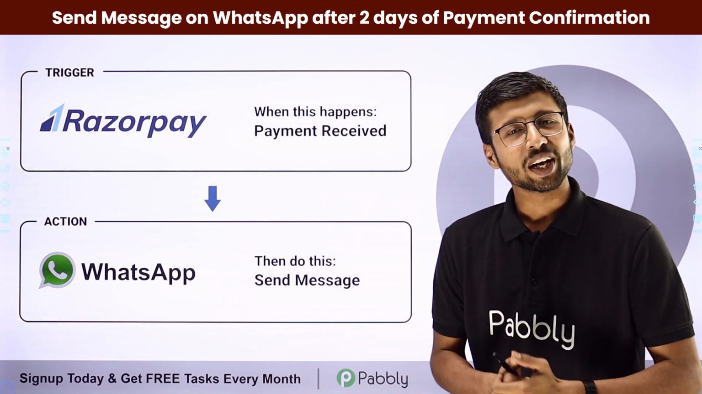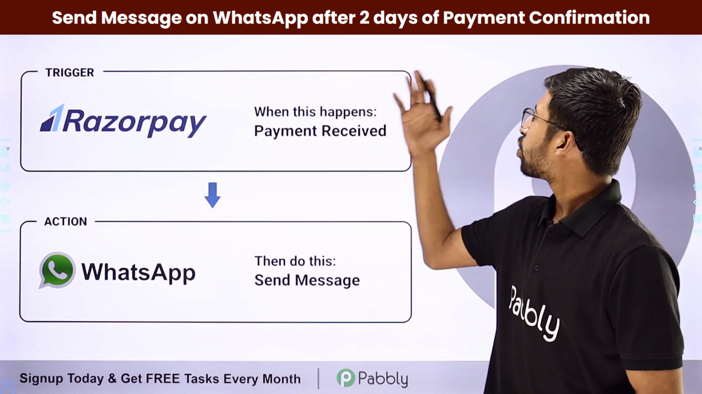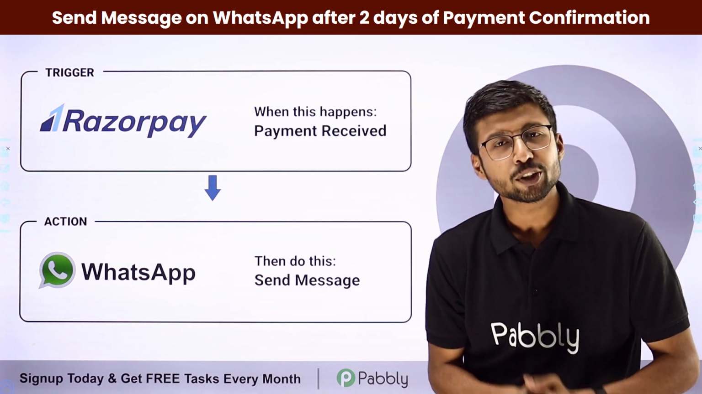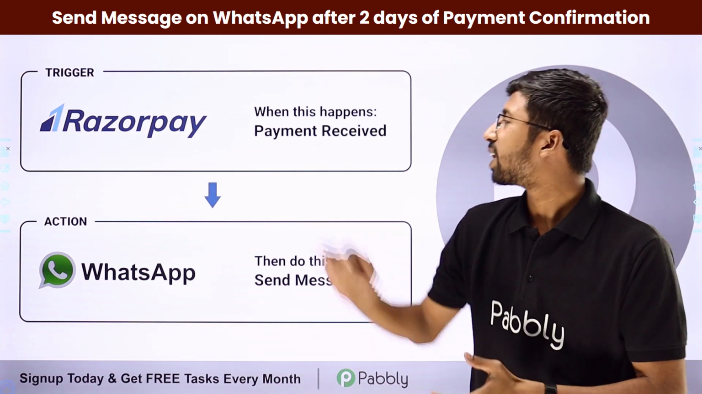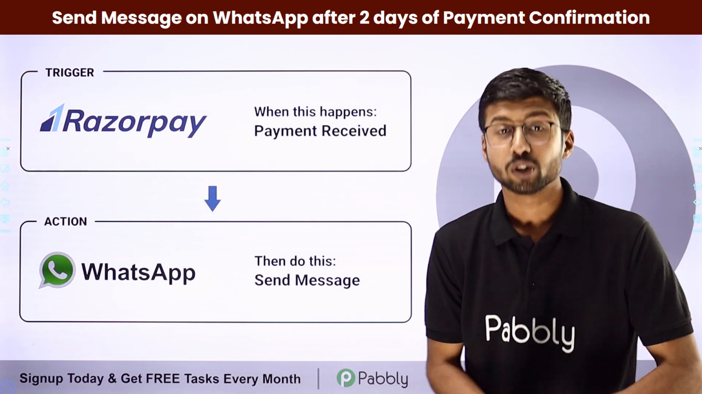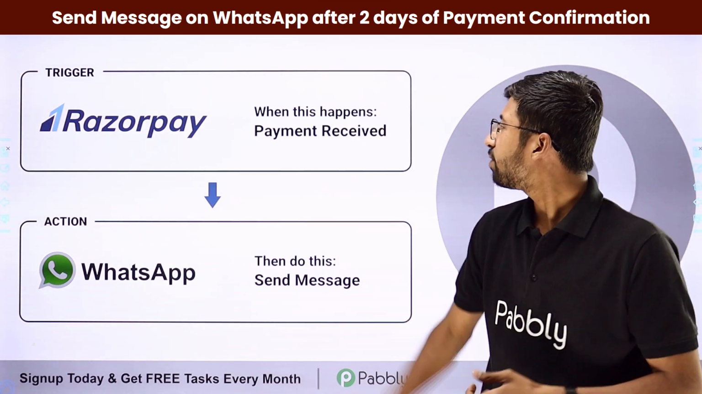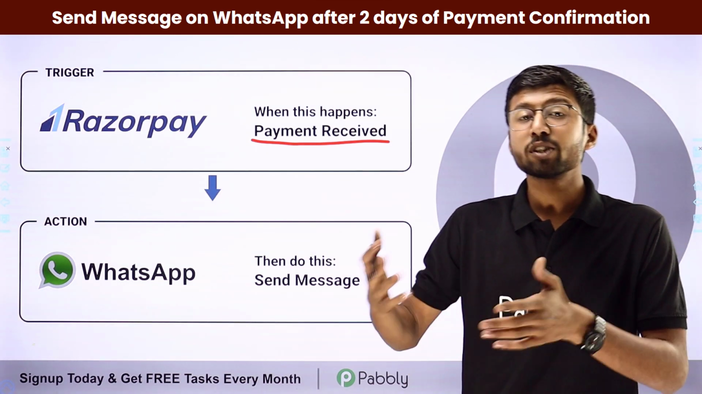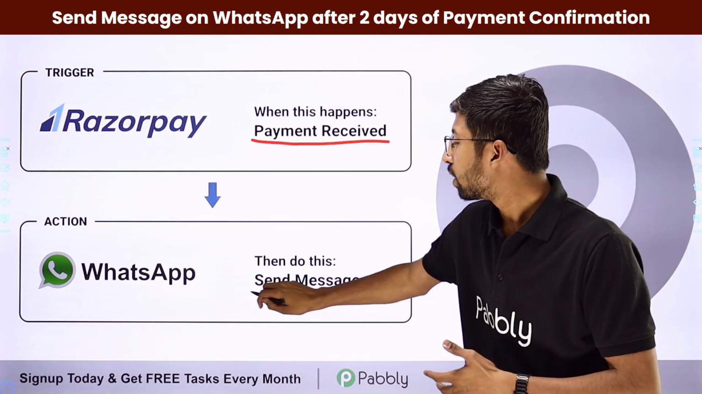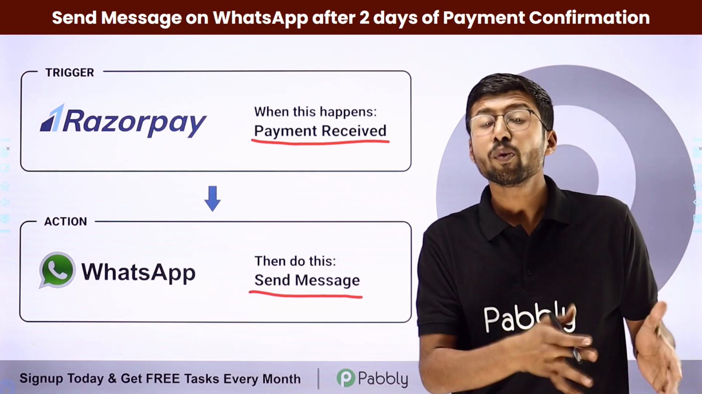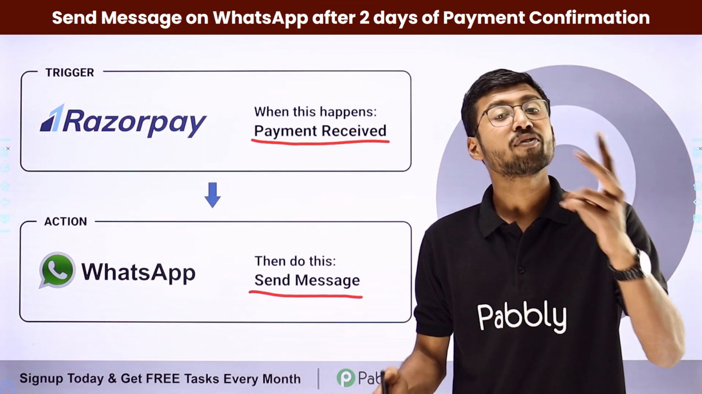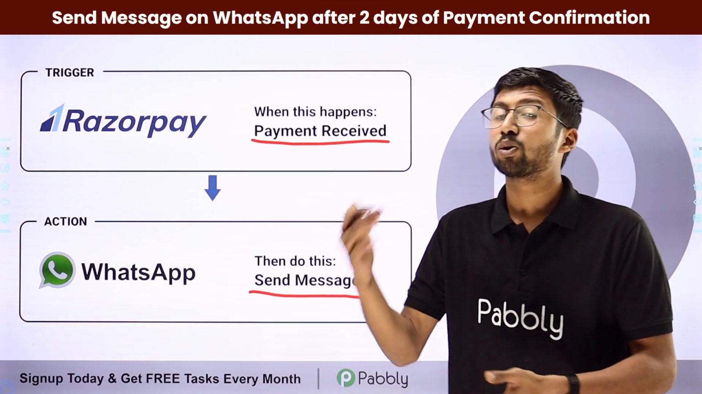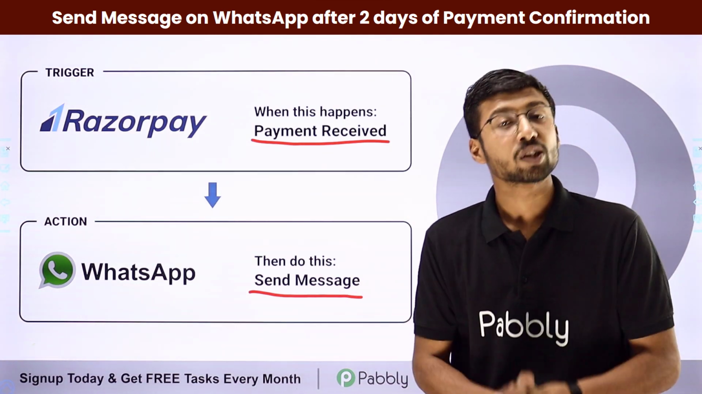So in this video, we are going to learn how to send a message on WhatsApp after 2 days of payment confirmation. Now suppose, guys, you are using an online payment gateway like Razorpay to collect online payments for your business, and you want that whenever you receive a payment on your Razorpay account, you send a confirmation message on WhatsApp to the customer who sent you the payment. But you want to send this confirmation message after 2 days of the payment. Like, you received the payment today and after 2 days you want to send the confirmation message for your business requirements.